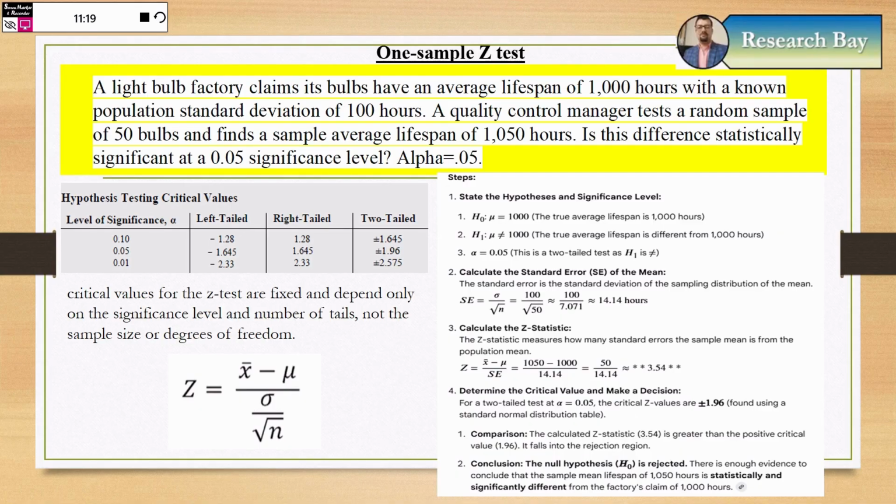So by rejecting null hypothesis, we mean, you see the null hypothesis? The true average lifespan is 1000 hours. So the sample mean and the population mean is the same. There's no difference. So when we reject it, we say the true average lifespan is different from 1000 hours. So the sample mean lifespan of 1050 hours is statistically and significantly different from the factory's claim of 1000 hours.